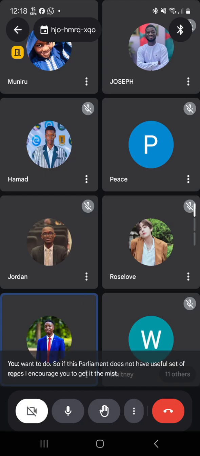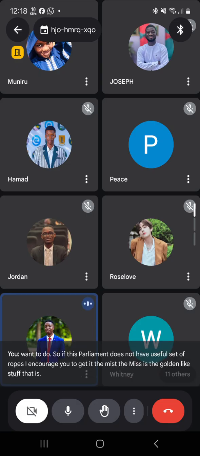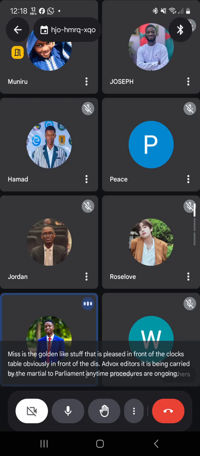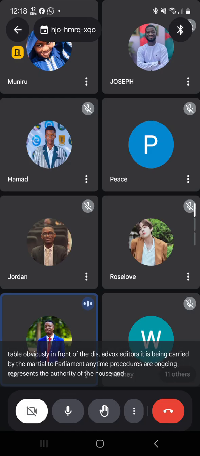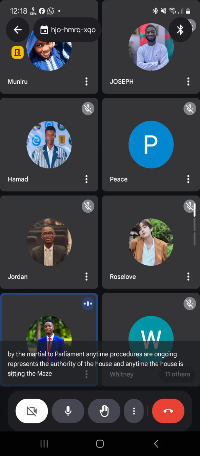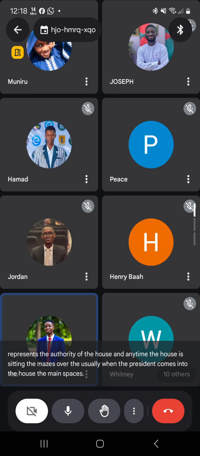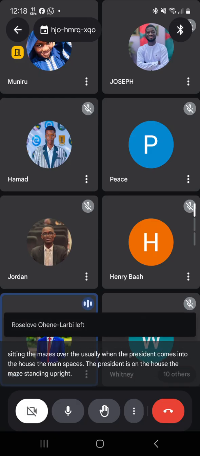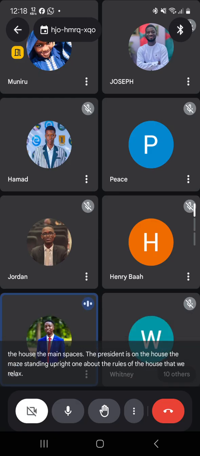The mace. The mace is the golden staff that is placed in front of the clerk's table, in front of the dispatch box. It is carried by the marshal into parliament anytime proceedings are ongoing. It represents the authority of the house, and anytime the house is sitting, the mace is there. Usually, when the president comes into the house, the mace faces the president, but anytime the president is not in the house, the mace is standing upright. Whenever the rules of the house are to be relaxed, the mace is tilted a little bit to signify that the rules of the house have been relaxed.